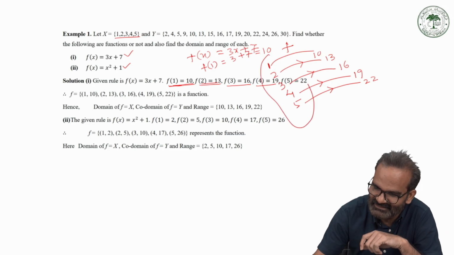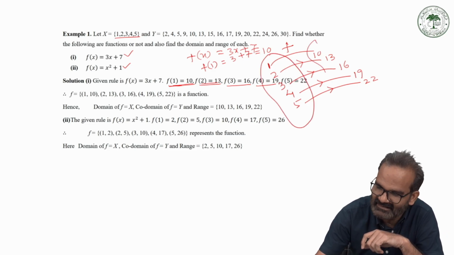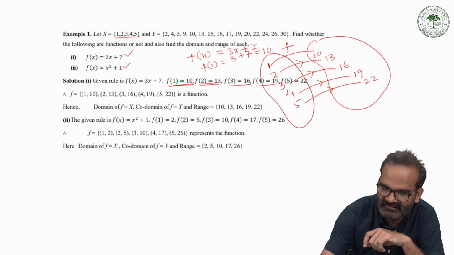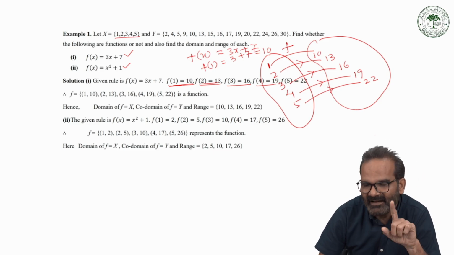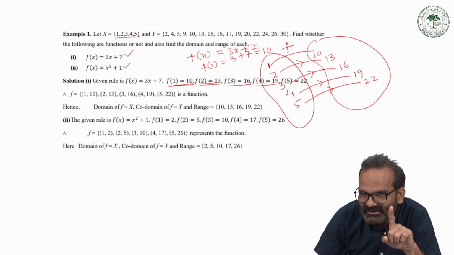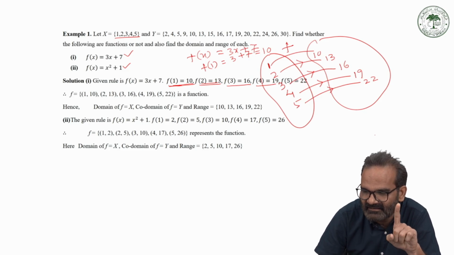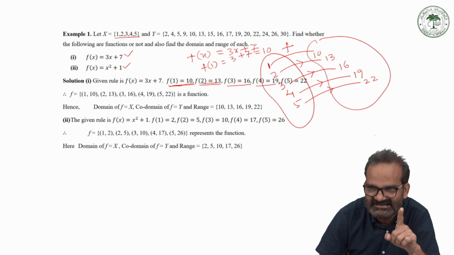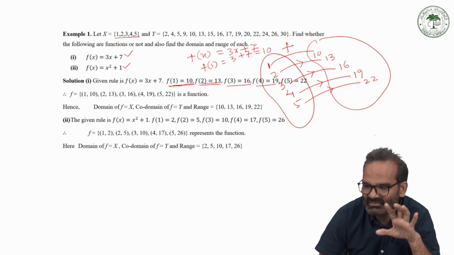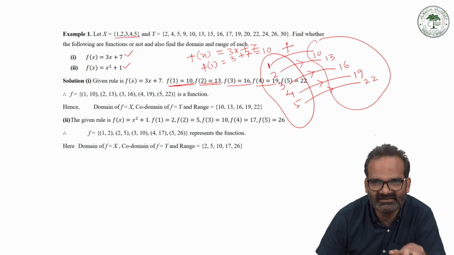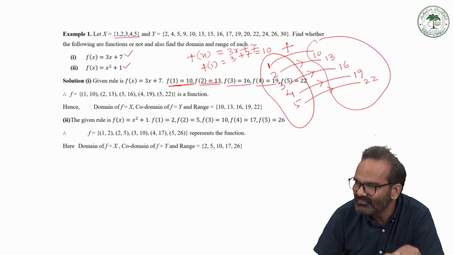Look at this: this is your set X and this will be your set Y, including all the remaining elements besides 10, 13, 16, 19 and 22. This whole will be Y. But what is happening here? Every element of X must have a unique image. Image of 1 is 10, only one. Image of 2 is 13, only one. Image of 3 is 16, only one. Image of 4 is 19, only one. Image of 5 is 22, only one. So this satisfies the condition of a function. Therefore, this is a function.